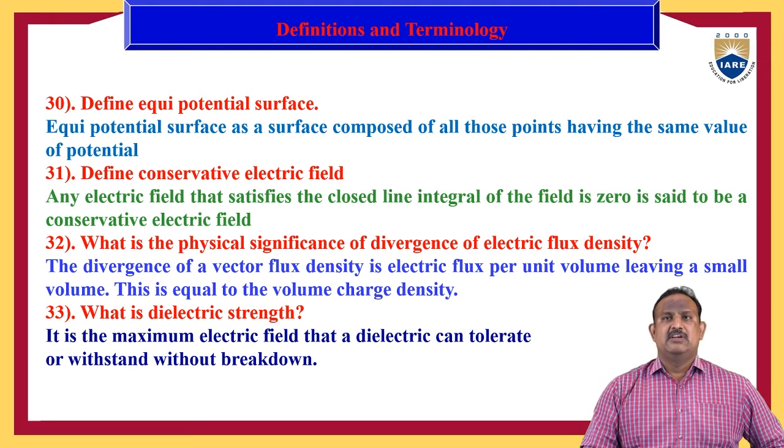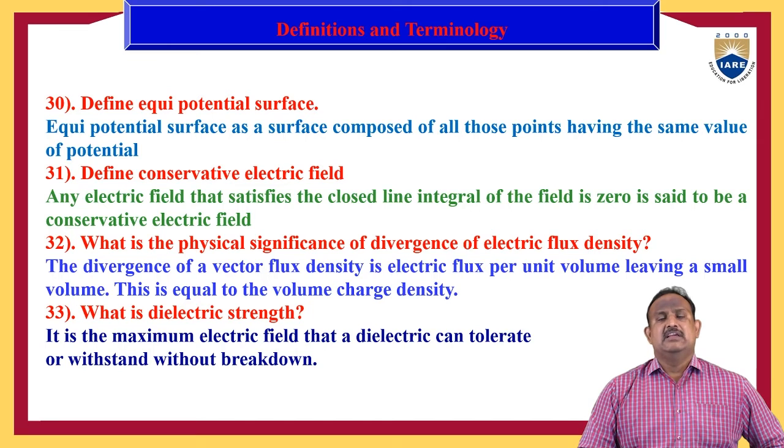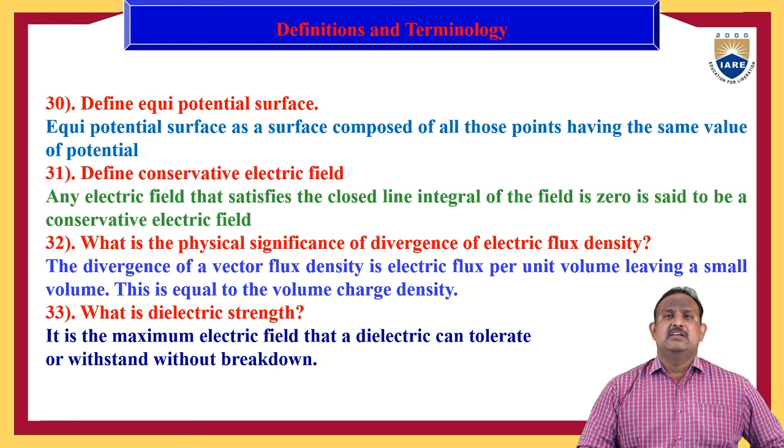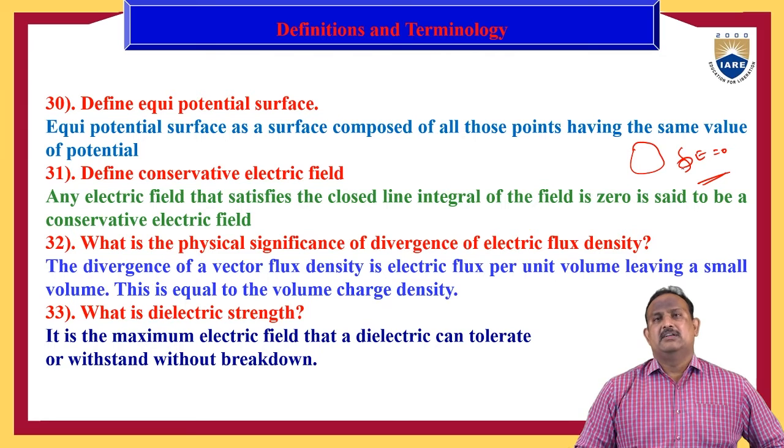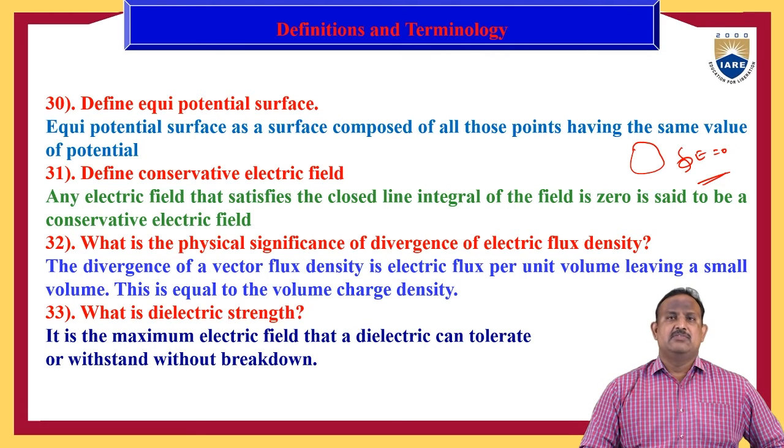So define conservative electric field. Any electric field for which the closed line integral of the field is 0 is said to be a conservative electric field. It means in a closed path, if you find the integration of the electric field intensity and it is 0, then we can call the electric field a conservative electric field.